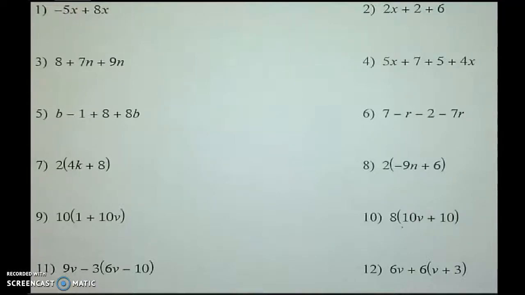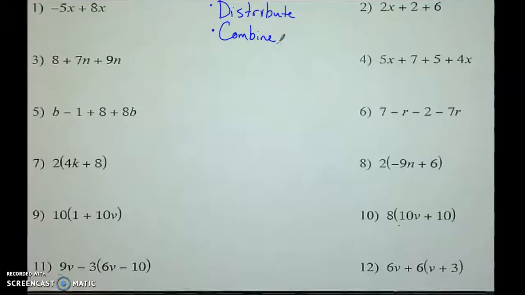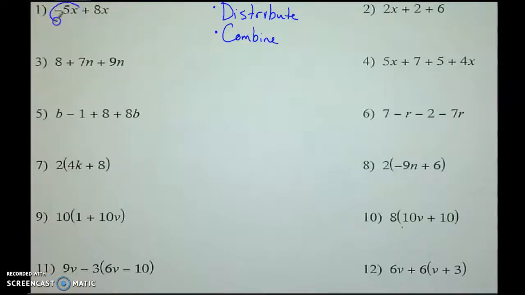Now, when I'm talking simplifying expressions, there's two things that we need to look for. One is, do I need to distribute? And two is combine like terms. So number 1, there's no distributing, no parentheses. So I can see that -5 and 8, those are going to combine to be able to get my expression.